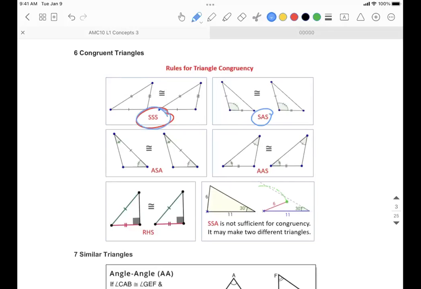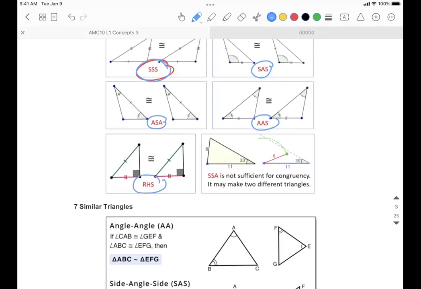Or SAS, side, angle, side. Two sides and their included angle are the same. Of course, two triangles are congruent to each other. Angle, side, angle: two angles and their included side. Angle, angle, side: two angles and one is the opposite side of the angle. They're correspondingly the same, so two triangles will be congruent to each other.